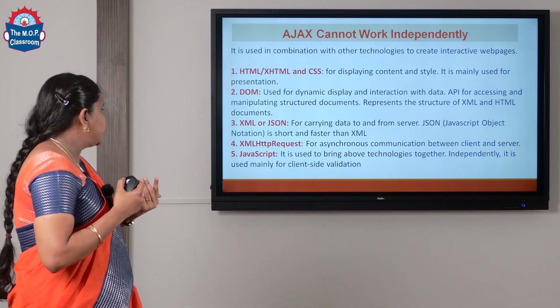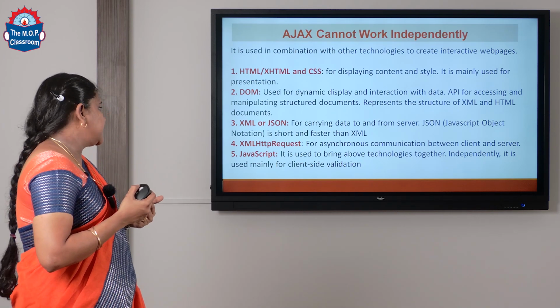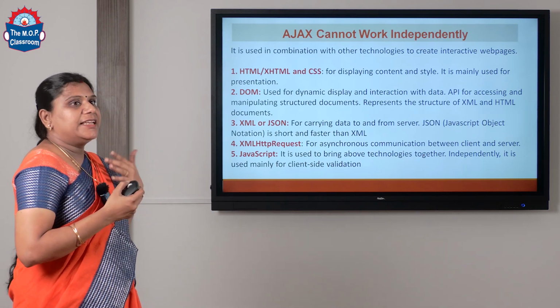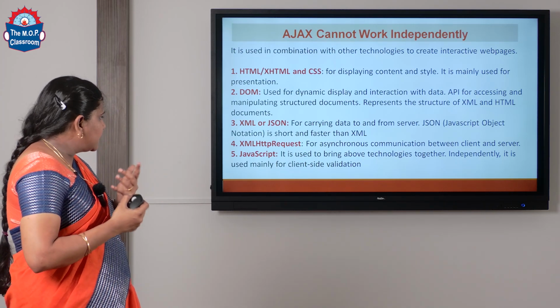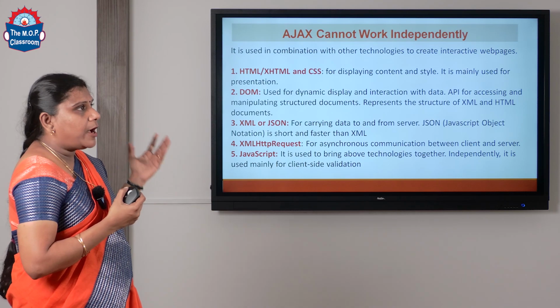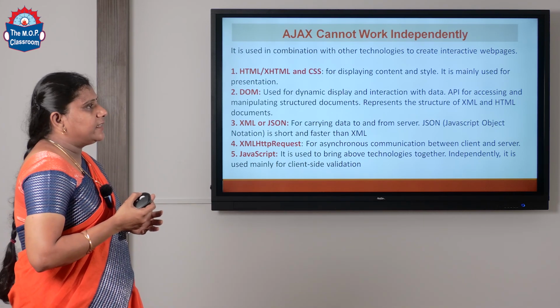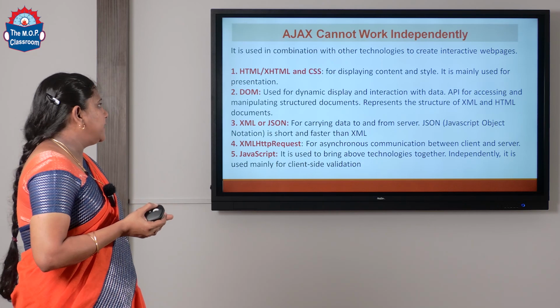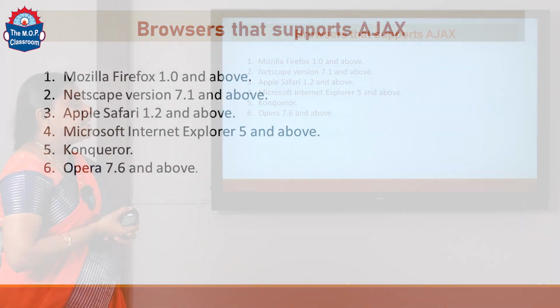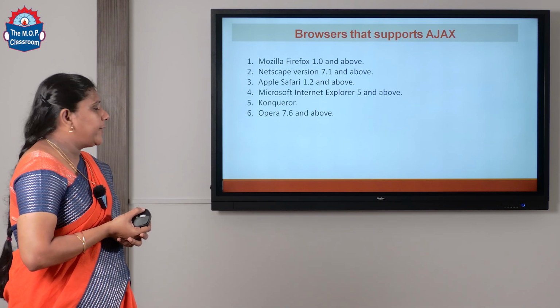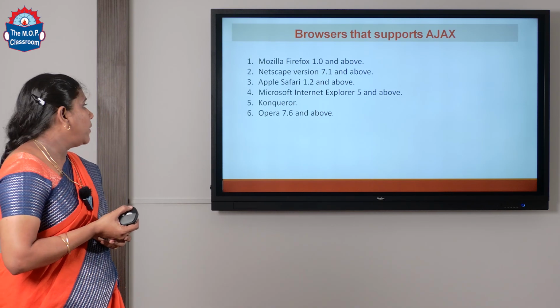JavaScript Object Notation is shorter but faster than XML. XMLHttpRequest is used for asynchronous communication between the client and the server. JavaScript is used to bring all the above technologies together independently. It is used for client-side validations. The browsers that support AJAX are Mozilla Firefox 1.0 and above, Netscape version 7.1 and above, Apple Safari 1.2 and above, Microsoft Internet Explorer 5 and above, Konqueror, Opera 7.6 and above.